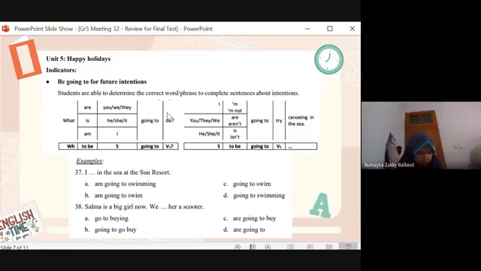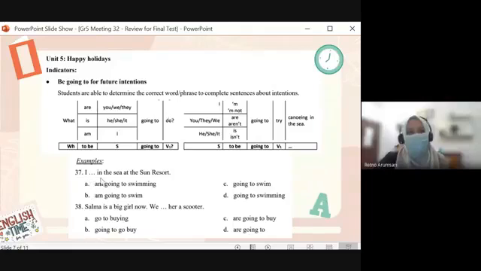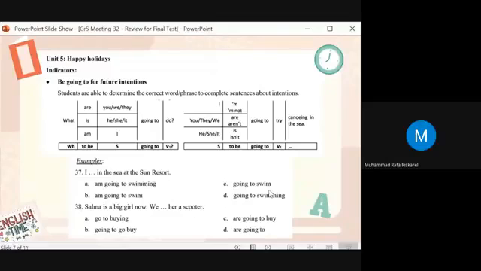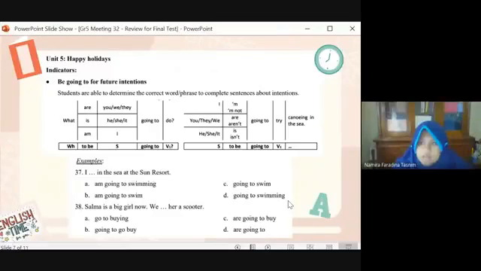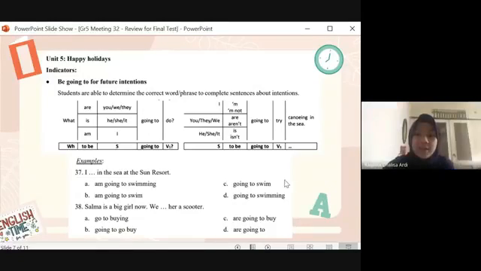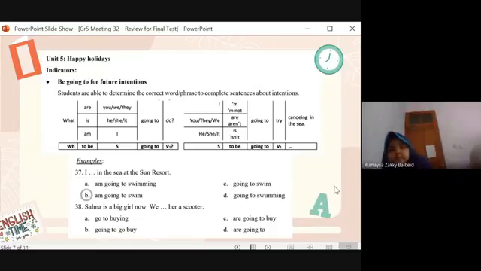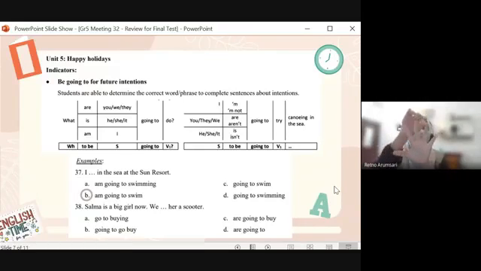Okay. Let's look at number 37. I blah blah blah in the sea at the sun resort. Which one is it? B. I am going to swim. Yes, B. I am going to swim.